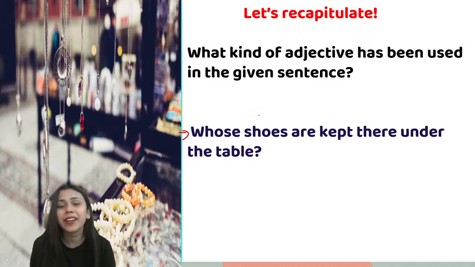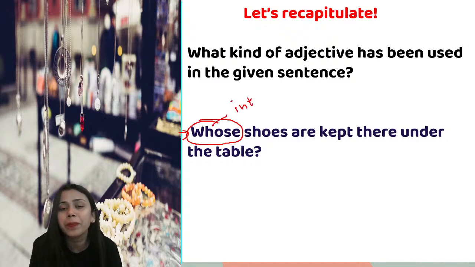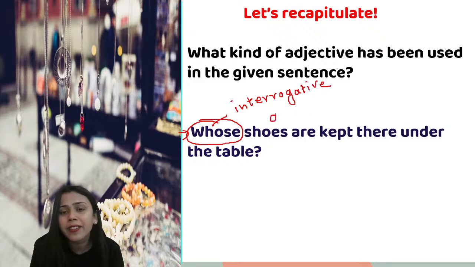Interrogative, yes, very good. So what word is that? Whose is what we call interrogative adjective. Very good, Pari, excellent. Interrogative adjective. Because why is this one an interrogative adjective?